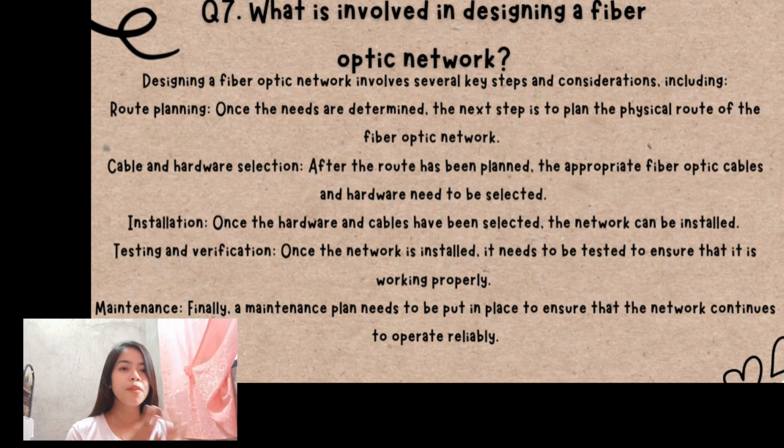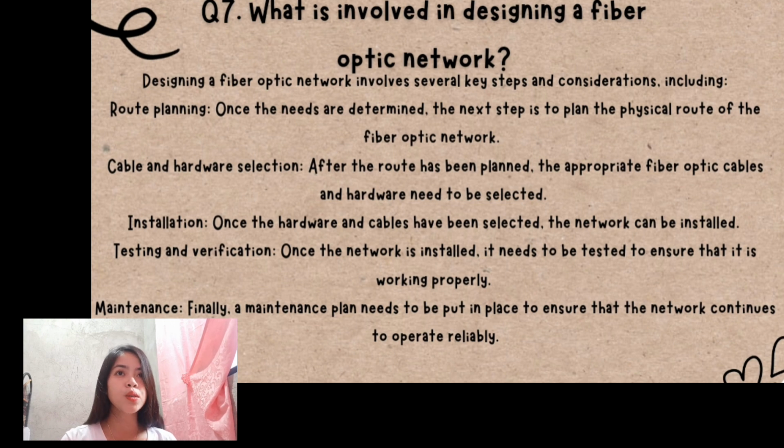So the fourth step is testing and verification. So once the network is installed, it needs to be tested to ensure that it is working properly. So testing and verification, this includes verifying the signal strength and quality, checking for any faults or defects in the cable. So the fifth step or the last step is maintenance. So a maintenance plan needs to be put in place to ensure that the network continues to operate reliably. So maintenance, this includes regular inspection, testing, and repairs as needed.